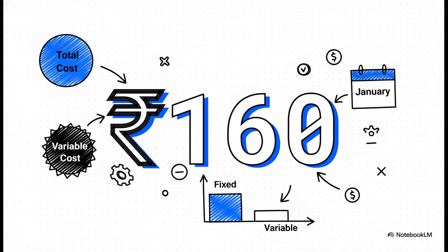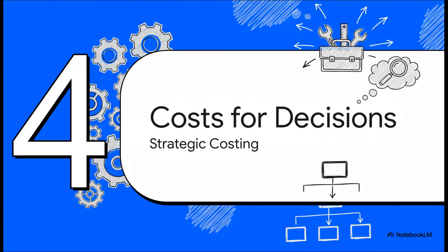Just take January's total cost of 260. We subtract the variable part, which is 100 units times 1 rupee each, and what are we left with? Our fixed cost, 160 rupees a month. Bam! Now we know exactly how that utility bill works. So now we know what our costs are made of, and we know how they behave. With those fundamentals locked down, let's grab the most powerful tools in the whole kit, the ones that help managers make really smart, strategic choices.